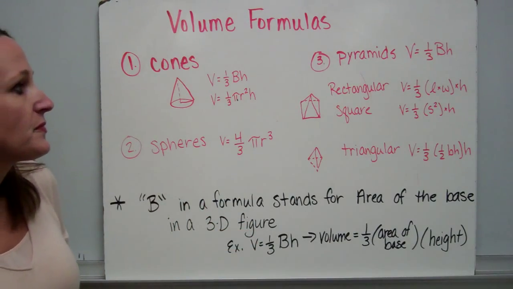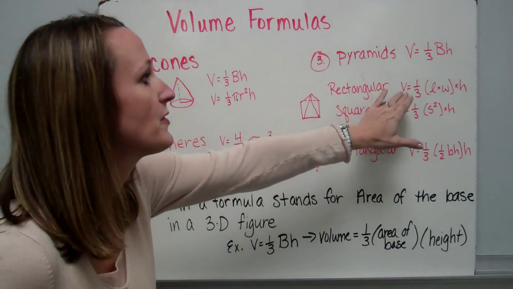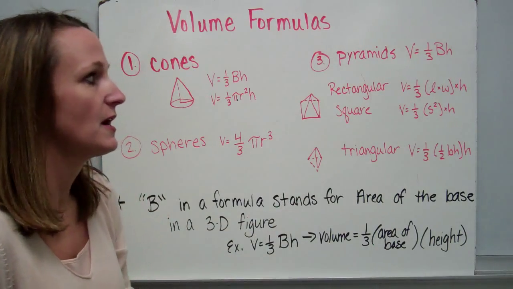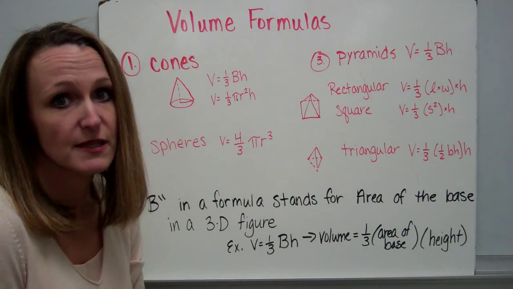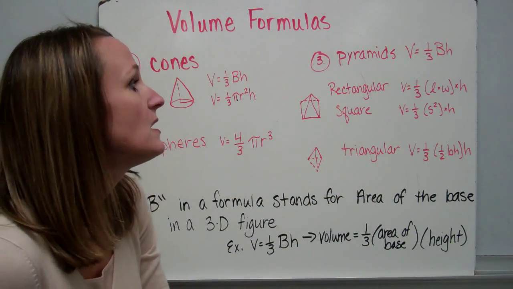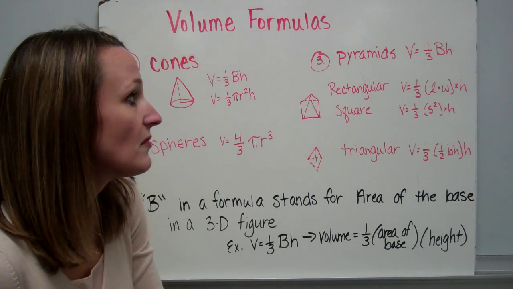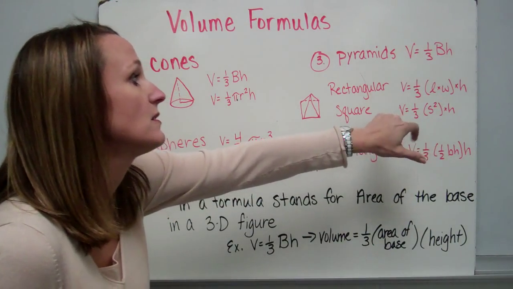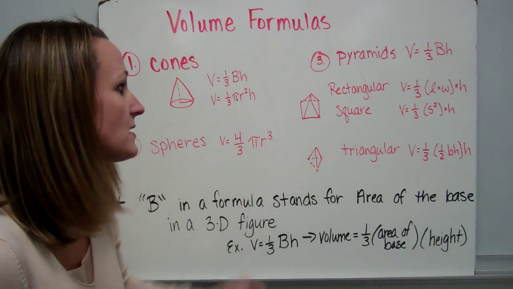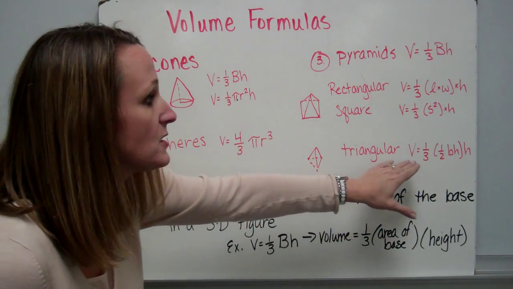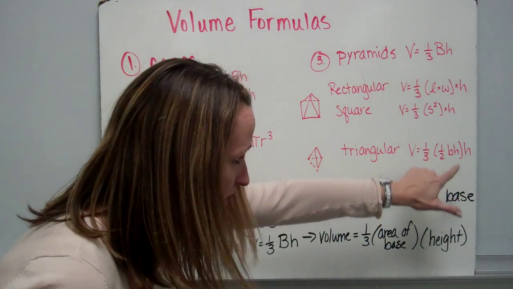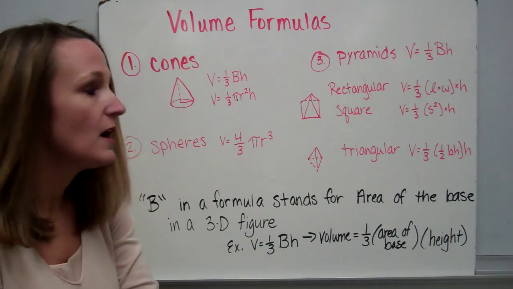Rectangular pyramid is 1/3 length times width times height. Remember, rectangle, we did length times width. Square pyramid, it does 1/3 side squared height. Remember, square, all the sides are the same length. And a triangular pyramid, it is 1/3, 1/2 base times height times height.